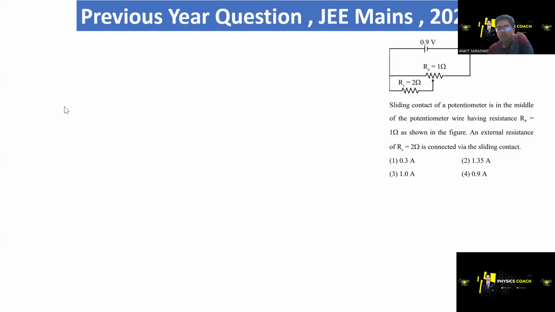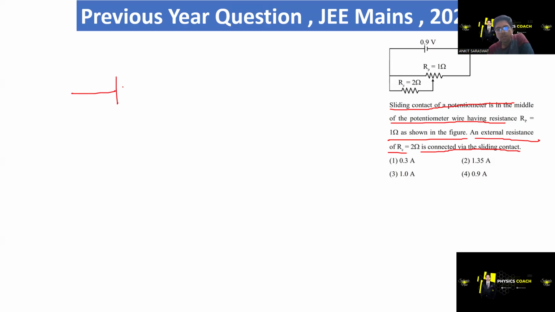Myself, let's read this question. Sliding contact of potentiometer in the middle of the potentiometer wire having the resistance 1 ohm as shown in figure. An external resistance of 2 ohm is connected by the sliding contact.